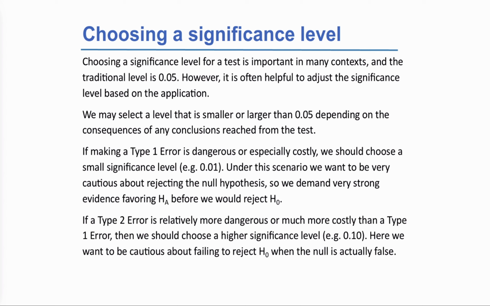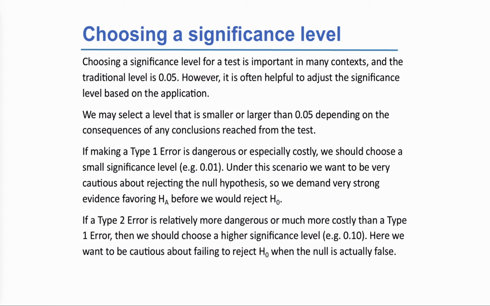So, if making a type 1 error is dangerous or especially costly, we should choose a smaller significance level. We would want to be very cautious about rejecting the null hypothesis and demand very strong evidence favoring the alternative before we reject the null. So again, this is the medical studies, right? A new type of cancer drug. It could be very dangerous if we say that this cancer drug cures cancer and it doesn't. So we need very strong evidence that this drug actually works before we can reject the null.